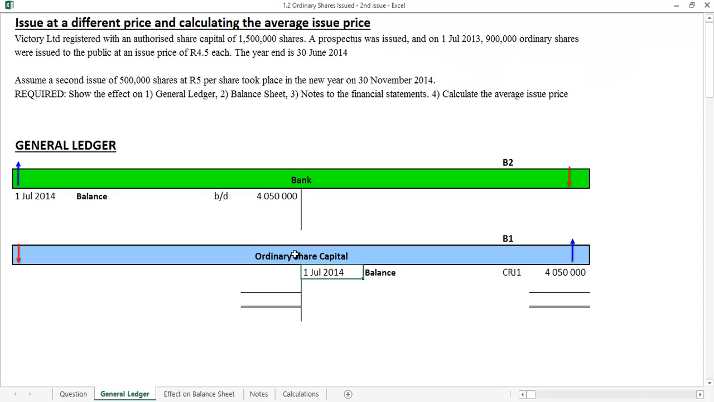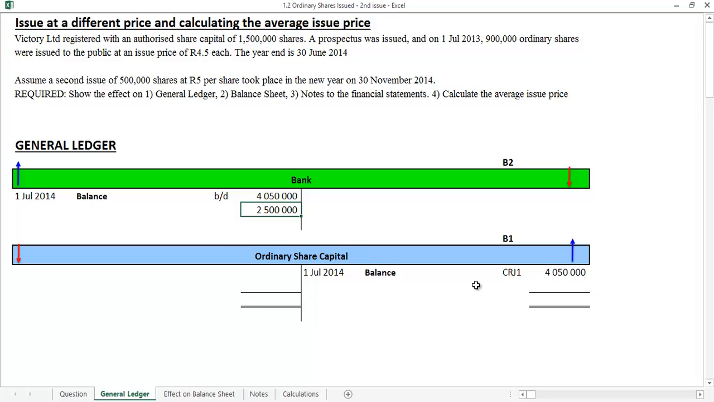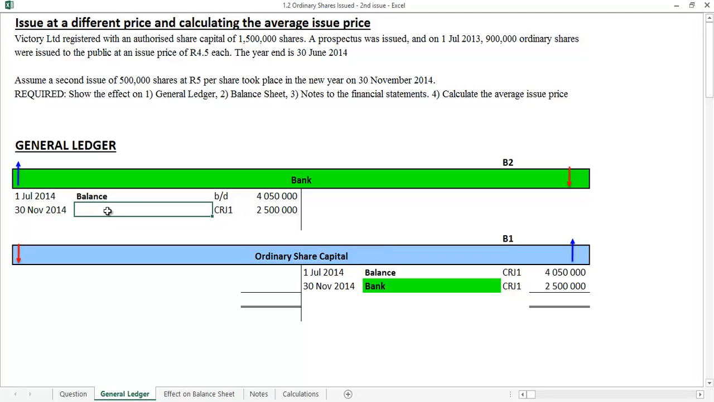So all we need to do now is to record the second issue at 5 Rand per share. We know already that we are going to debit the bank account with 2.5 million as we calculated. Remember our calculation here, 2.5 million. And the account credited will be my ordinary share capital. So I've obtained even more financing. The journal again is going to be your CRJ. The date for this one is the 30th of November, so we can put that in. Again, my contra entry should always refer to the other account. So here it's going to refer to the bank, and here I'm going to refer to the ordinary share capital.